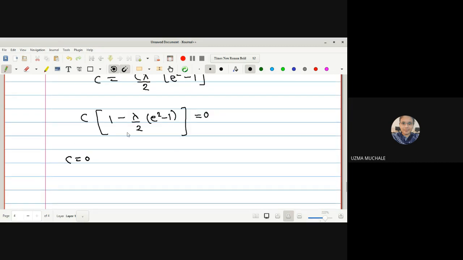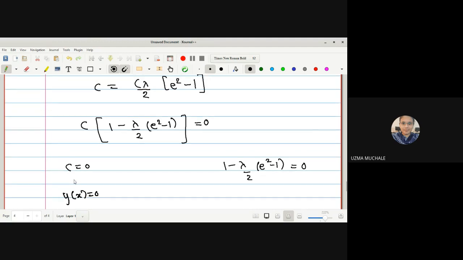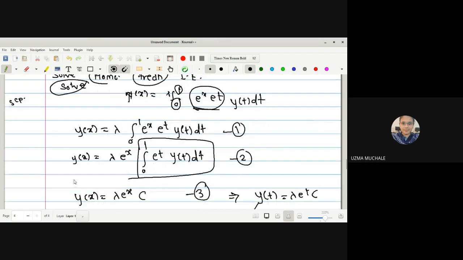If c is 0 in this equation, the product of these two terms is 0. That means either one of them is 0, or in another way, we can have the other term, except c, equal to 0. If c is 0, what will be the resultant case? y will be 0, no? If c is 0, what will our equation y of x be? It will be equal to 0, the trivial solution.